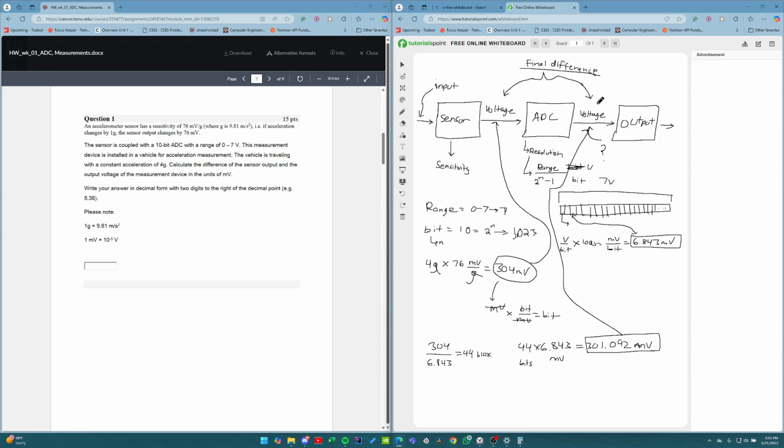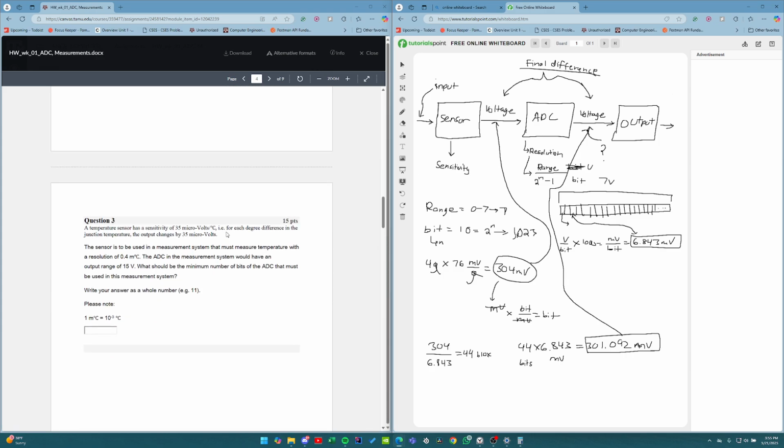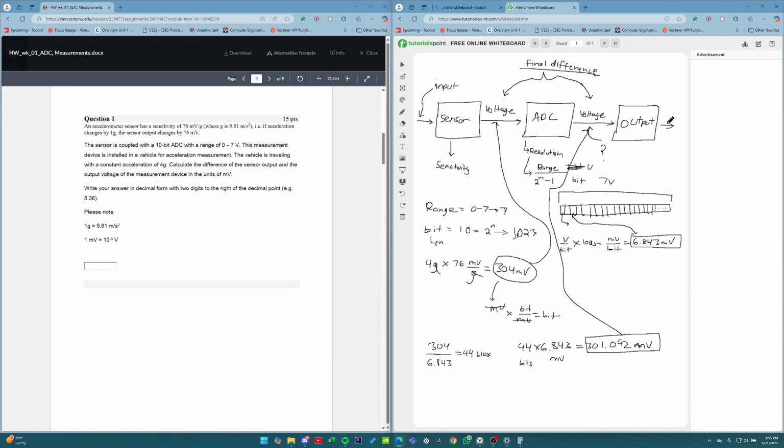Now, you'll probably also see a question, I'll probably ask somewhere down here, but I'm not going to solve these. There's a type of question where they ask, what is this output? What is this reading? And how do you convert that back? Well, you just use the sensitivity. So say we were asked, how many G's does it show? Then you just do the voltage, 301.092, multiplied by the sensitivity, which is 76 mV per G.